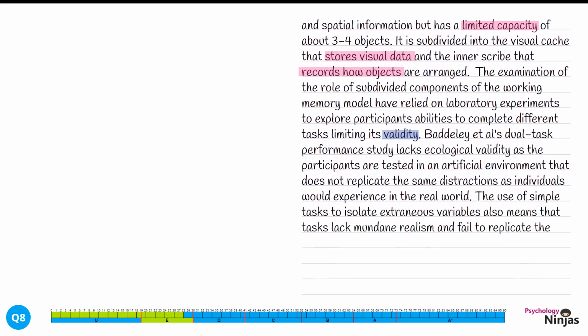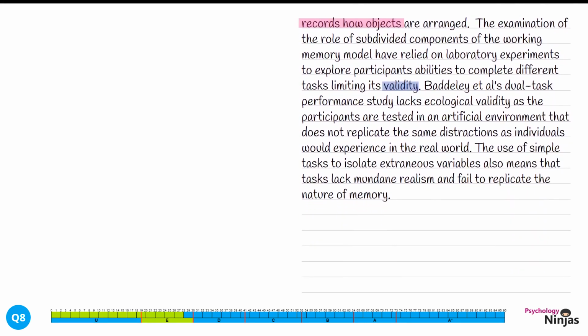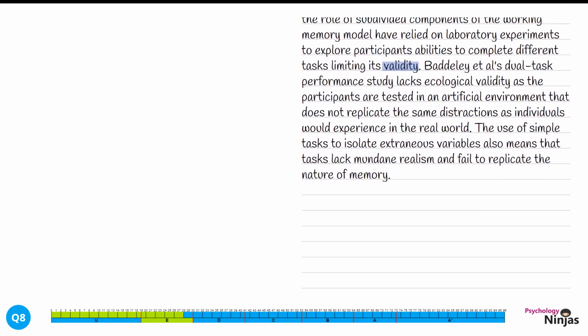Baddeley et al.'s dual task performance study lacks ecological validity, as the participants are tested in an artificial environment that does not replicate the same distractions as individuals would experience in the real world. The use of simple tasks to isolate extraneous variables also means that the tasks lack mundane realism and fail to replicate the nature of memory. We've got two different psychological terms here. Ecological validity is focused on the environment in which participants are tested, whereas mundane realism focuses on the tasks that they're used and those not being accurate.